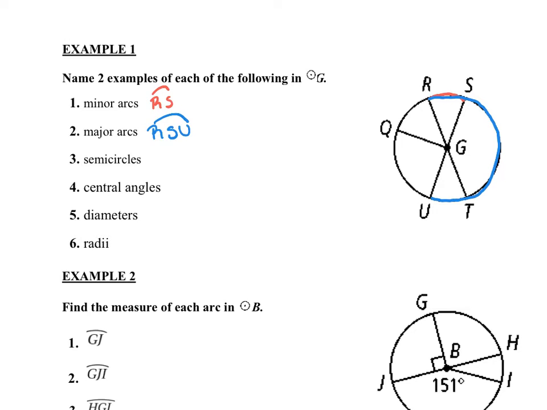Then a semicircle is an arc that is just half the circle. If you look at the endpoints of one of the diameters, that would give you a semicircle. Here, the diameter SU would give us the semicircle SU. Then a central angle is any angle whose vertex is the center. Our center here is point G, so any angle that has G as its vertex would be a central angle. For example, QGR is a central angle.